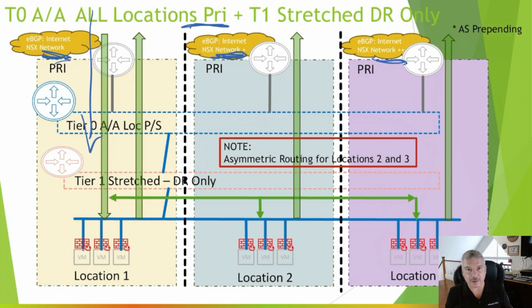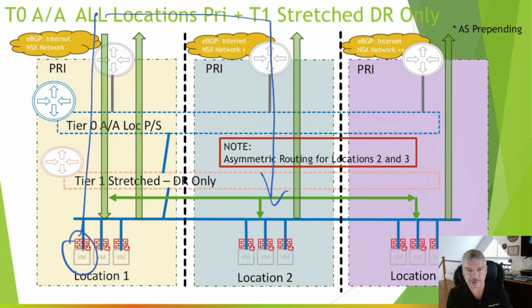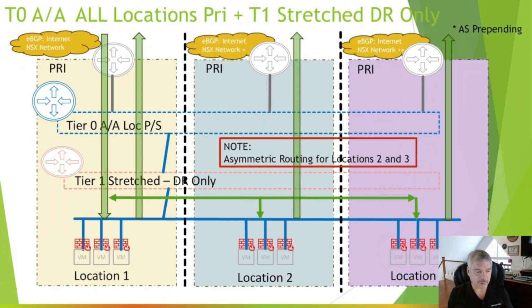But if you advertise them at equal cost, then you have asymmetric routing at all locations. Because I could go out this way, since it's equal cost, I might come back in this way, or that way, or whatever the case may be. Okay? But we're going to force everybody to come in through this way.